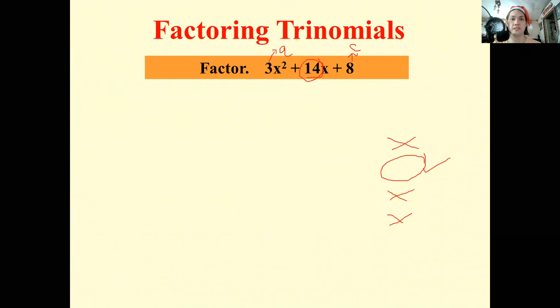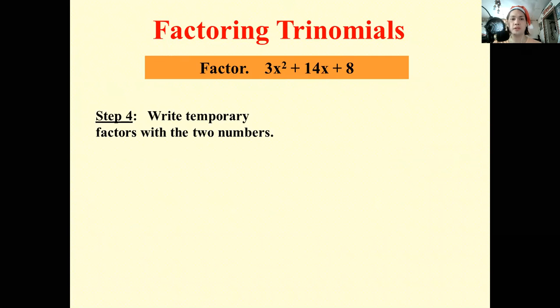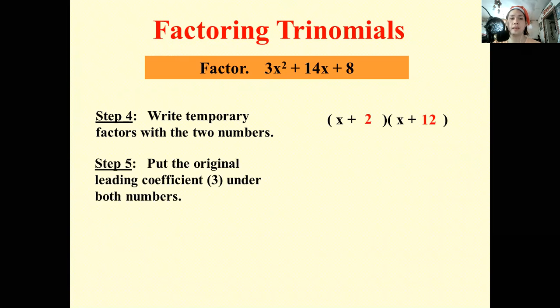Sorry, I'm going to erase this one, clear it up first. So now, to continue, write temporary factors with the two numbers. So we pick what factors? We pick 2 and 12. And after that, step number 5, put the original leading coefficient 3 under both numbers.